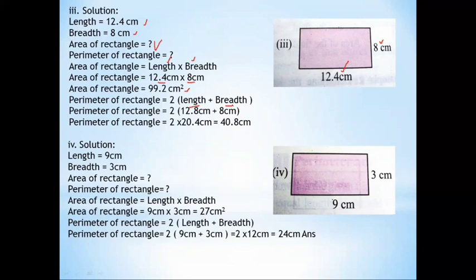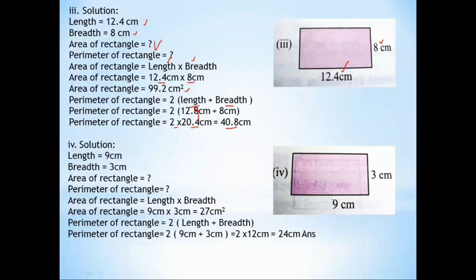Dear student, here we have 12.4, not 12.8. It is 12.4. You can see in the figure also. 12.4 plus 8 will come here. The value that comes here is 20.4. Multiply by 2. Now it will be equal to 40.8 centimeters.